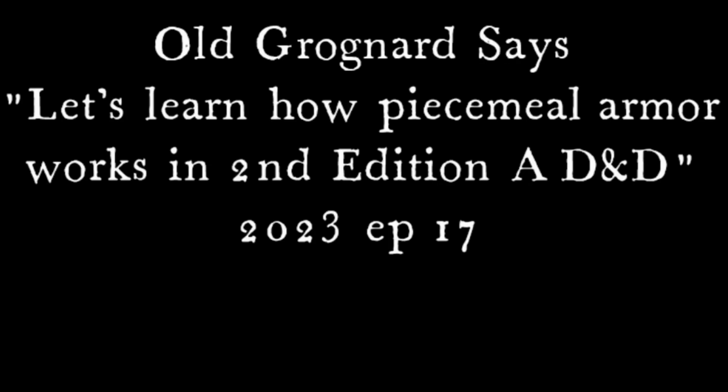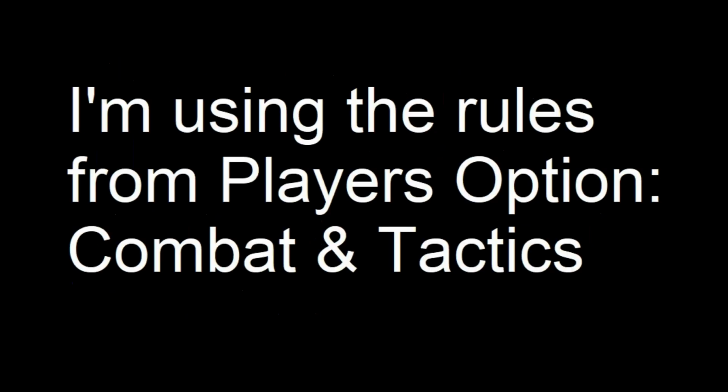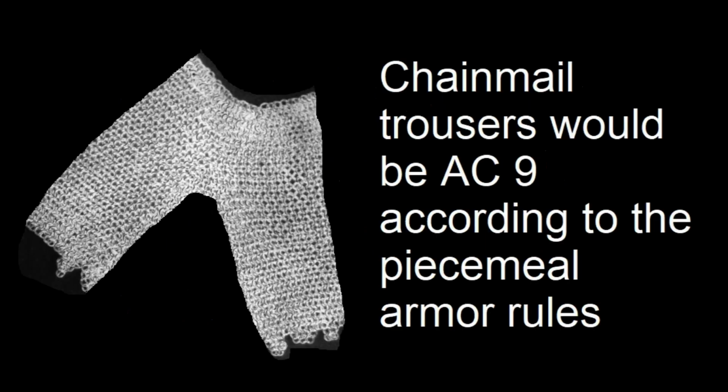Old Grognard says, let's learn how piecemeal armor works in 2nd edition AD&D. The piecemeal armor system in 2nd edition refers to the system used to calculate a character's armor class if they just have certain limbs covered in armor, or are wearing more than one type of armor on their person. So if a character insisted on just wearing chainmail pants and nothing else, this is what you would use to figure out their armor class.